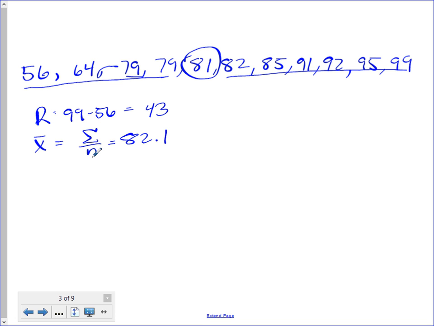All right, you ready for the new stuff? Super easy. Lower quartile. Okay, the lower quartile.